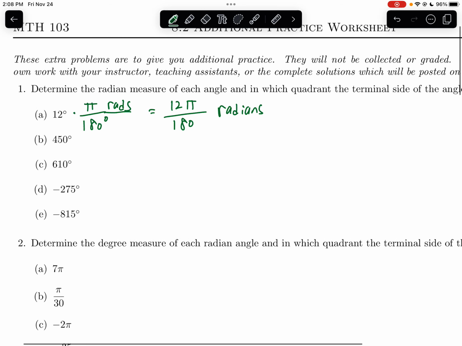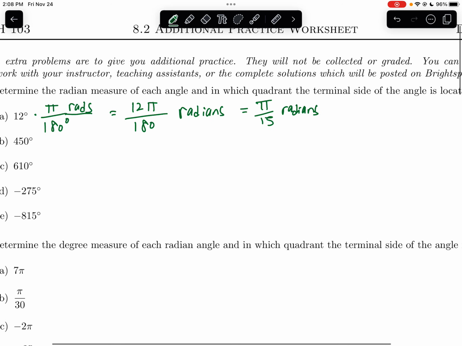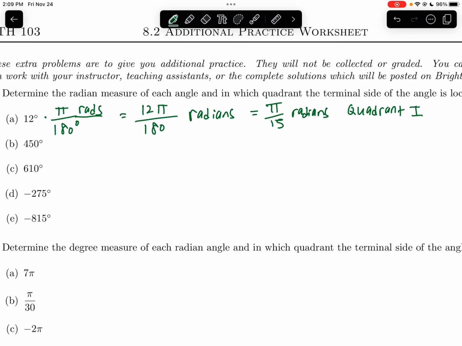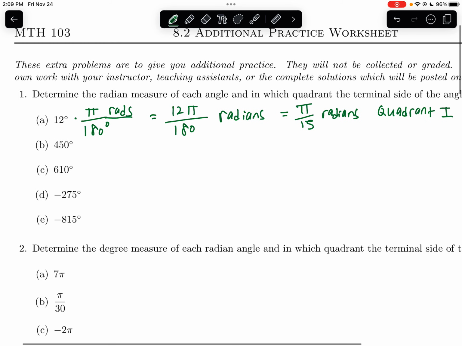And this can be simplified algebraically to pi over 15 radians. And that makes this in quadrant 1, because it's less than pi over 2 by a lot, right? Okay.